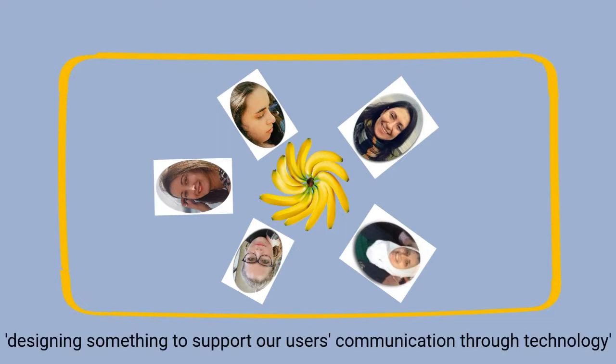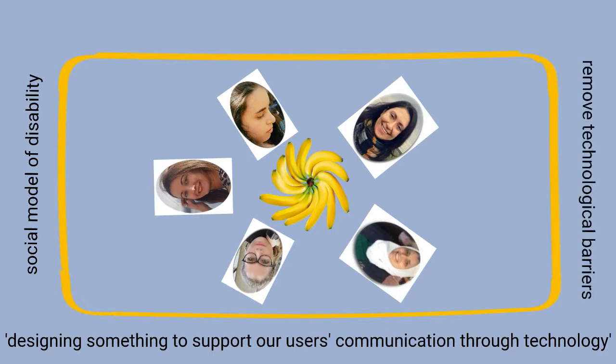So how did our frames evolve? After a literature review, we made a first attempt at making our frames explicit and shared. We agreed on the brief of designing something to support our users' communication with technology. We agreed on using the social model of disability to inform our design process by focusing on removing technological barriers rather than fixing our users. We also agreed to use user-centered design rather than participatory design.